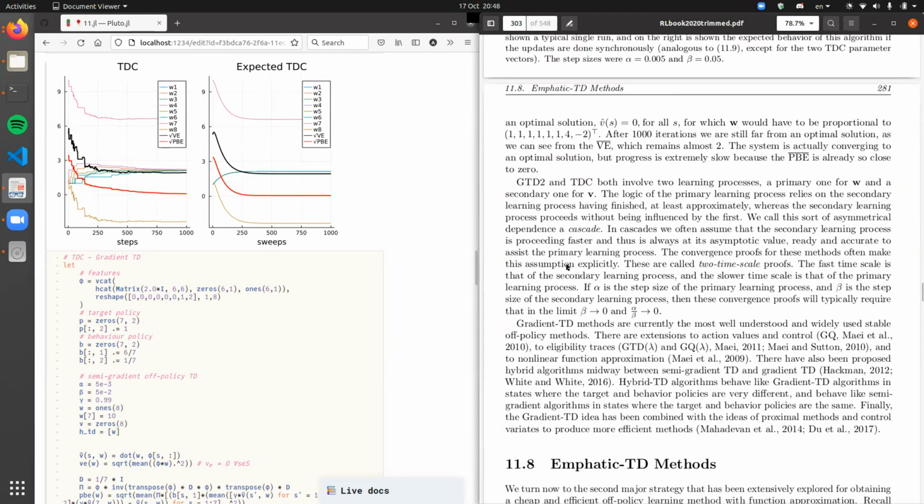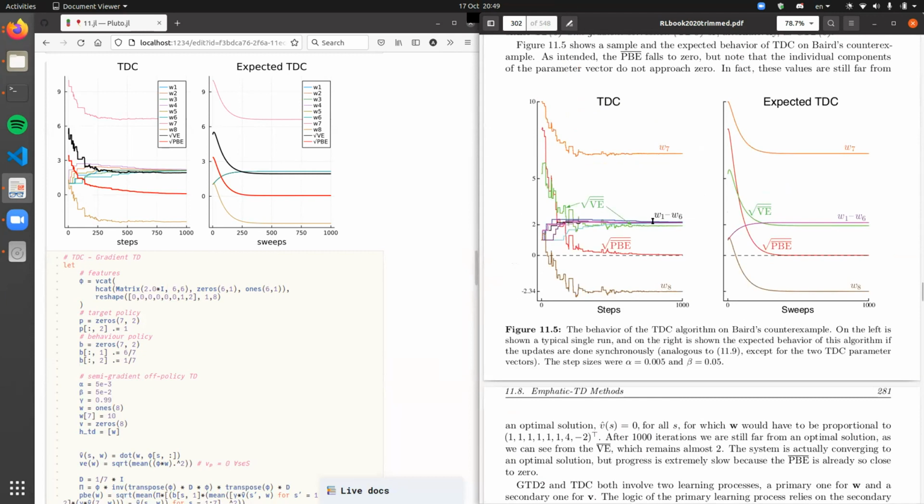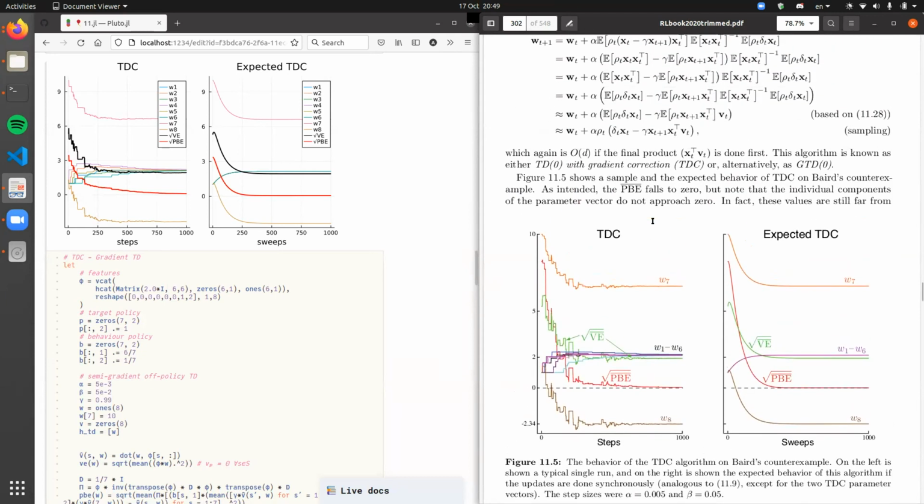Okay. And again, we have this extra cost here. We need twice the memory as compared to the algorithm we used before, and also we need to do more computations. But this algorithm is convergent, and the projected Bellman error is minimized.